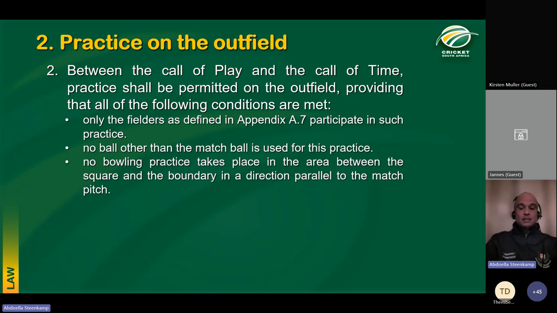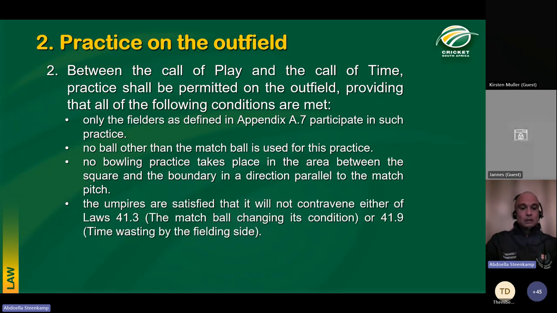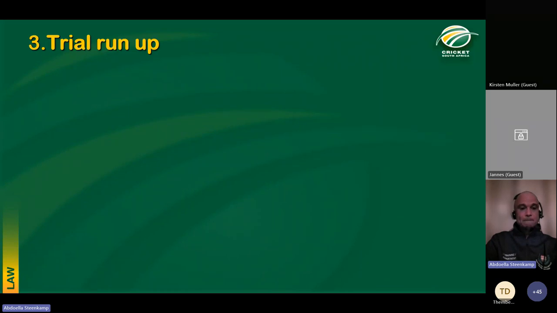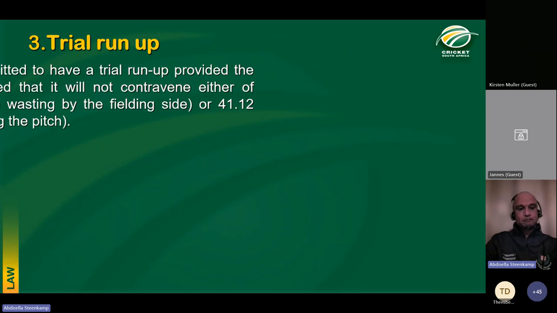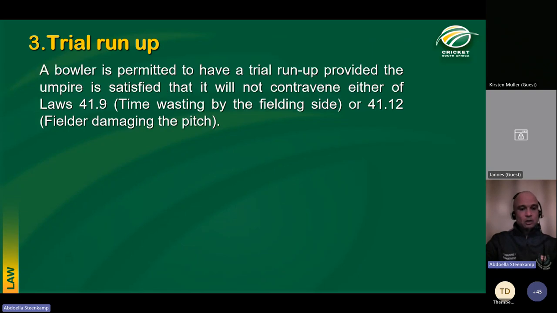No bowling practice to take place in the area between the square and the boundary in a direction parallel to the match pitch. The umpires must be satisfied that it will not contravene either changing the condition of the match ball or time wasting by the fielding side. Are you allowed a trial run-up? Yes, the law allows a bowler to have a trial run-up, provided that the umpire is satisfied that this trial run-up will not contravene law 41.9, which is time wasting, and also does not contravene 41.12, which is fielder damaging the pitch.